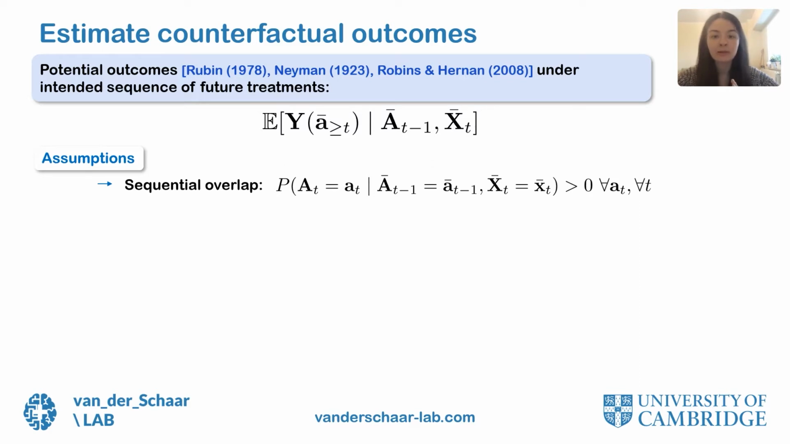Now, to be able to learn these potential outcomes from the observational data, we make the standard assumption of sequential overlap, which means that at each time step, each patient has a non-zero probability of receiving each treatment. And very important, this assumption can be tested in practice.